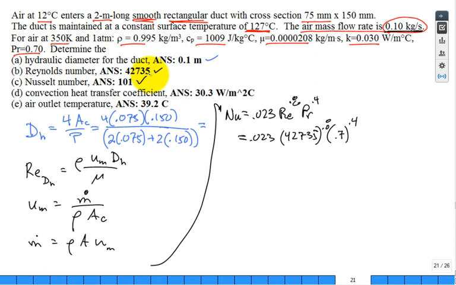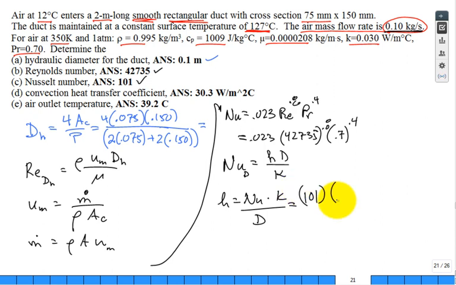Okay. Now, how do I get that convection coefficient h? Well, the Nusselt number is defined as hD, that's our length scale for the Nusselt number, divided by k. So h is equal to the Nusselt number times the thermal conductivity divided by the diameter. We had 101. We had the thermal conductivity, 0.030. Hydraulic diameter, 0.1. I didn't put my units, but it's watts per meter squared Kelvin. And you should get around 30.